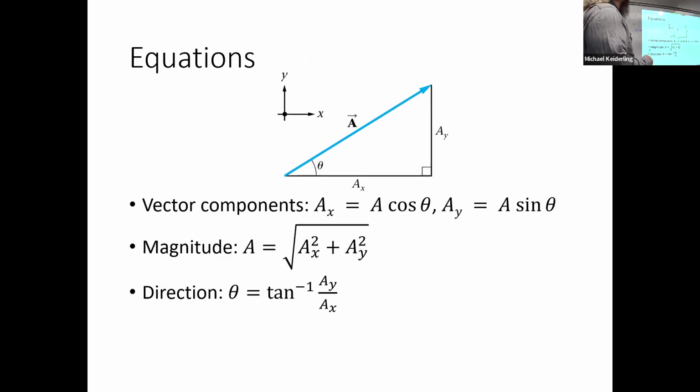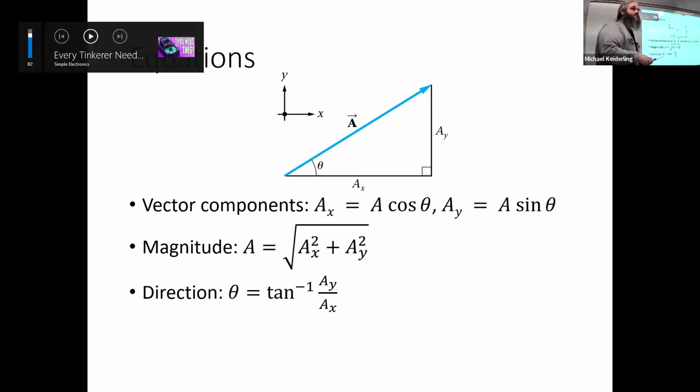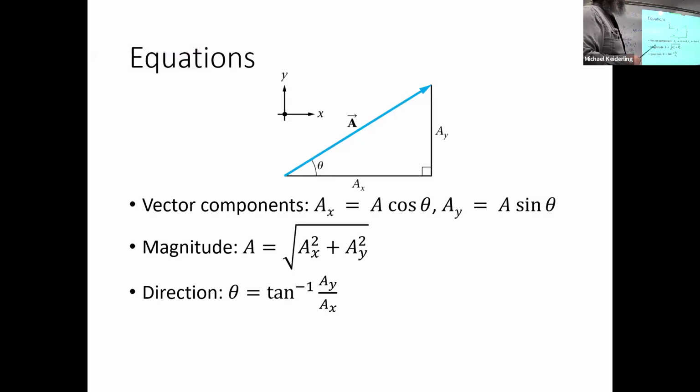So here are the equations. Ax is A cosine theta. Ay is A sine theta. The magnitude is the square root of Ax squared plus Ay squared, and theta is the inverse tangent of Ay over Ax. Any questions?